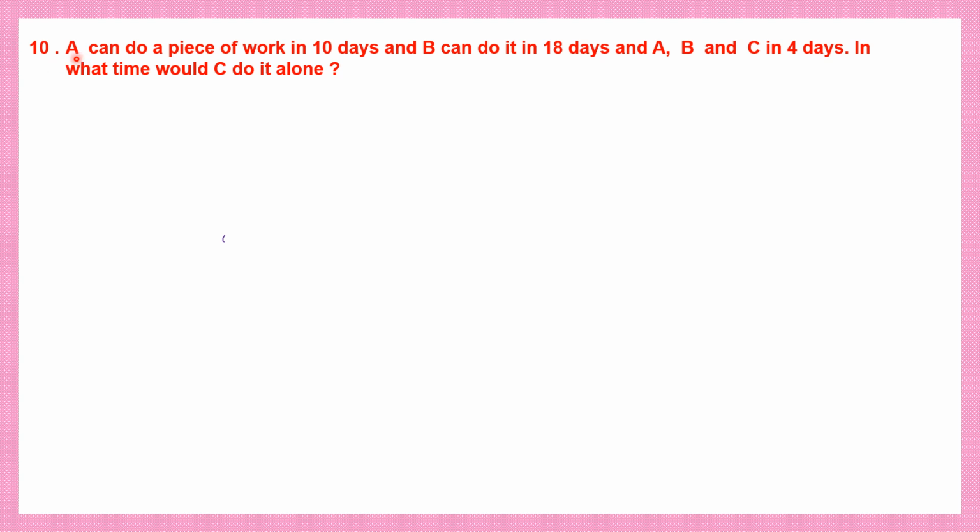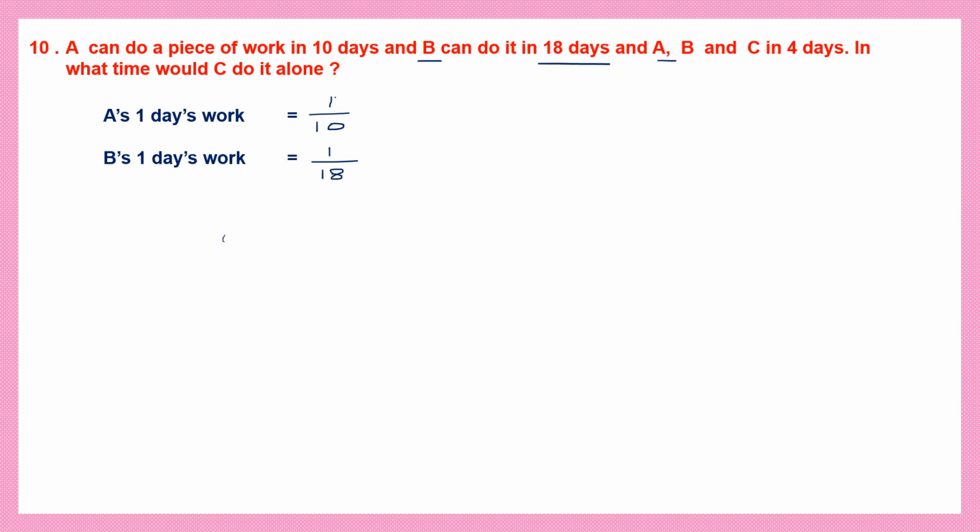Question 10. A can do a piece of work in 10 days. B can do it in 18 days and A, B and C in 4 days. In what time would C do it alone? Okay, let's begin. Now here it says A can do a piece of work in 10 days. That means A's 1 day's work will be 1 by 10. This is A's 1 day's work. B can do it in 18 days. That means B's 1 day's work is 1 by 18.